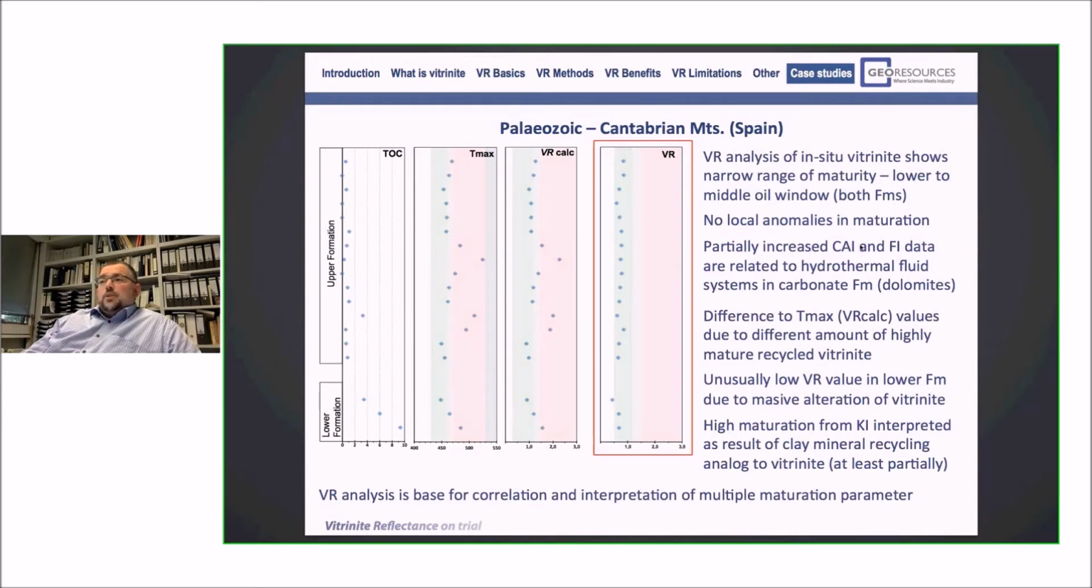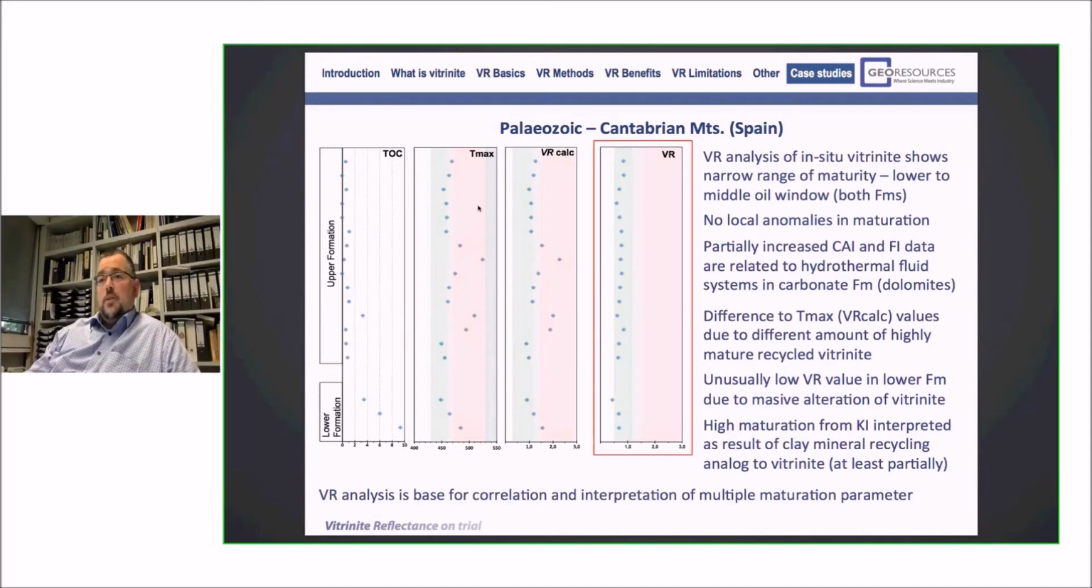The partially increased conodont alteration and fluid inclusion data are related to hydrothermal fluid systems in the carbonate formations between the clastic formations where we took these vitrinite samples, which is also indicated by hydrothermal dolomitization in these carbonates. And the difference between the spread in the Tmax and the relatively narrow range in the vitrinite reflectance is just due to the different amount of highly mature recycled vitrinite. Again, we have this effect of mixing high mature with low mature.